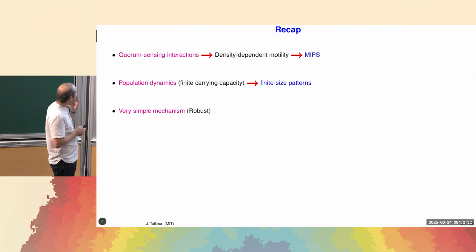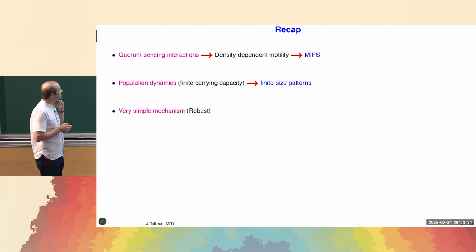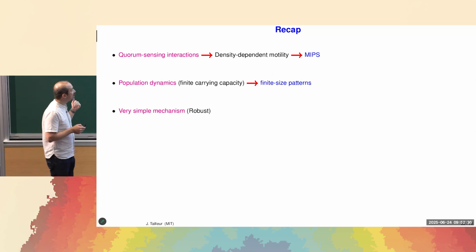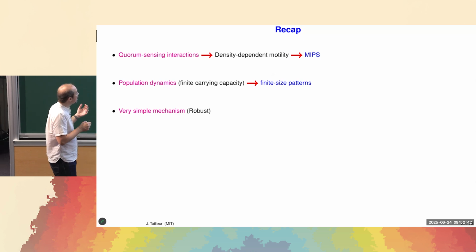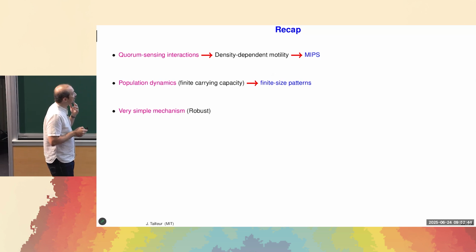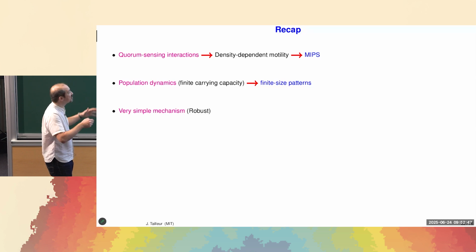So let's recap. The Coulomb sensing interactions lead to density-dependent motility. As argued, this leads to motility-induced phase separation. And then this couples on longer time scale with population dynamics, which stabilizes large wavelengths, and the competition between the two leads to a finite size pattern.